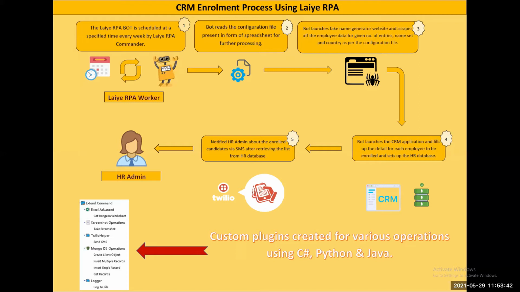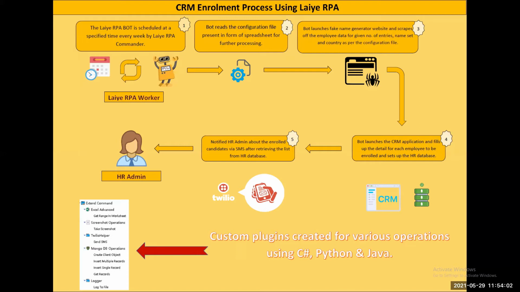So for our use case, we are using a MongoDB that has been hosted on my own local server. Once the bot creates a particular record in your HR database, it will also check whether your database was already present or not. If it was not present, it will create it on the fly.